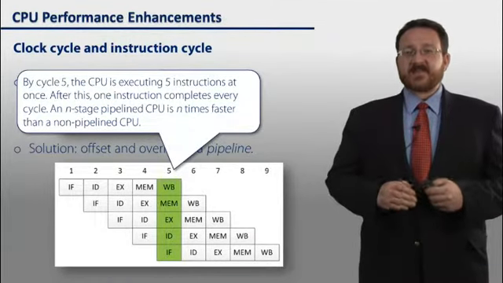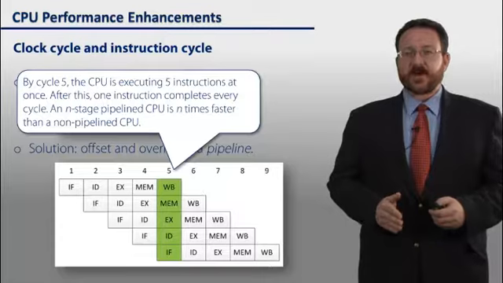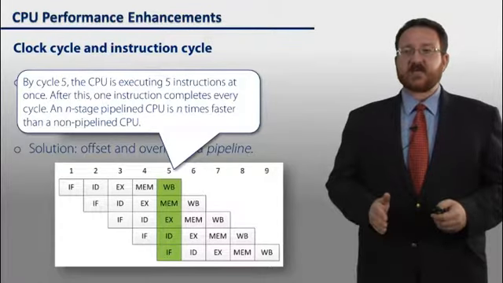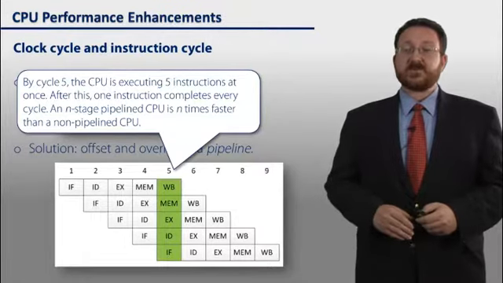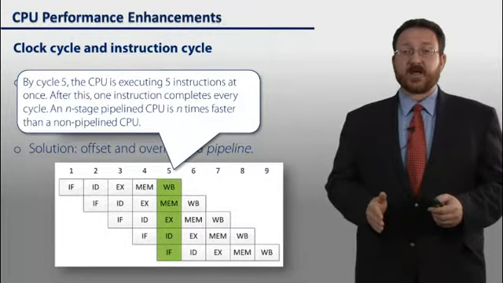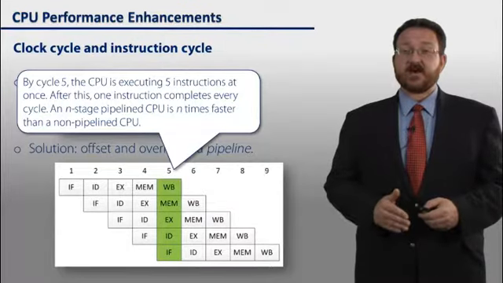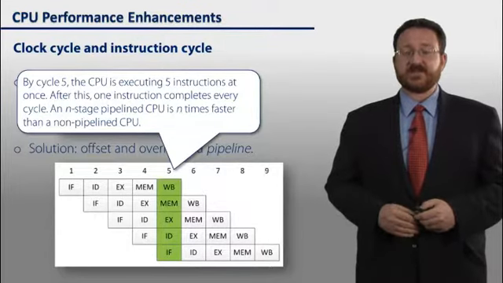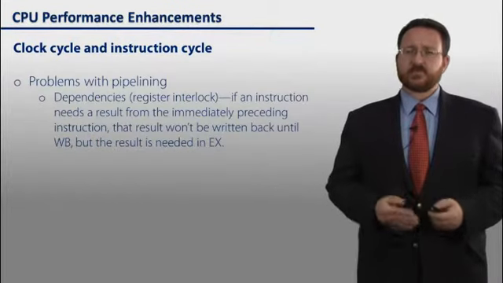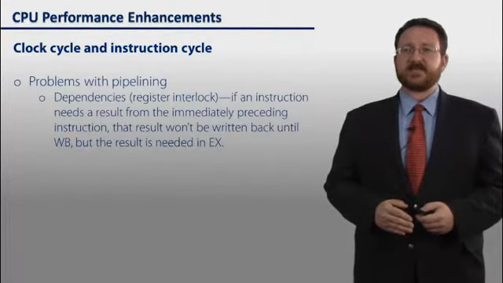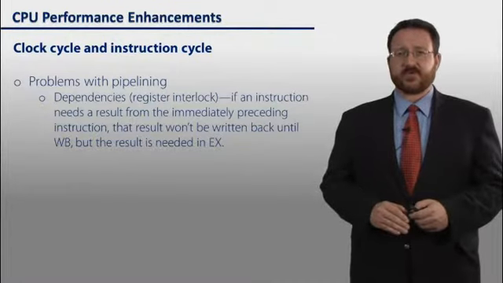So, at this stage, once we've filled the pipeline, every cycle we complete the execution of 1 instruction. And so a 5-stage pipeline executes 5 times faster than a single stage of execution, where each instruction takes 5 discrete cycles. There are some problems that we have with pipelining, and these are data dependencies and structural dependencies.